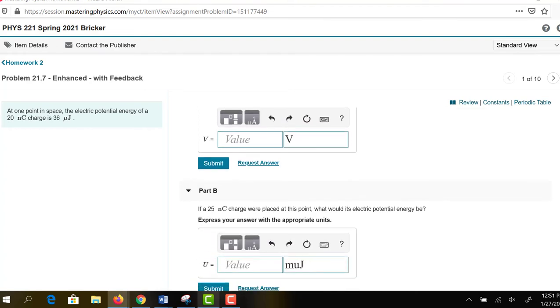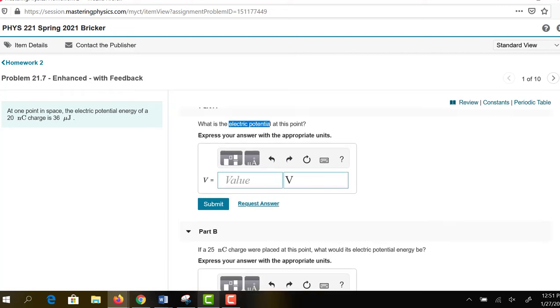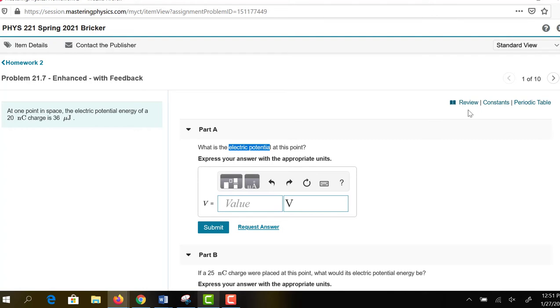Part B is, what if you were to put a 25 nanocoulomb charge at that point, what would the potential energy be? Okay, so we need to get the voltage from the first part to use it for the second part here. And just be careful, this is measured in microjoules. If you need to review this concept, click here and it'll take you to the correct section of the book.